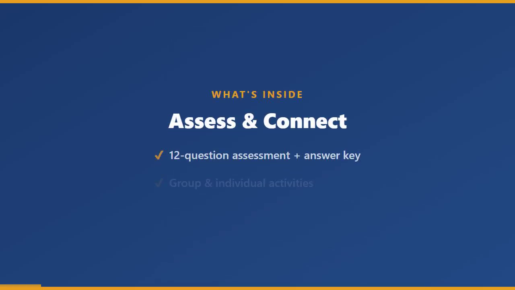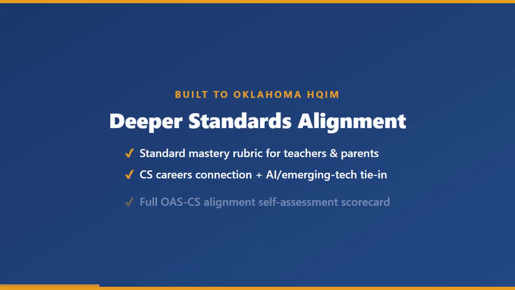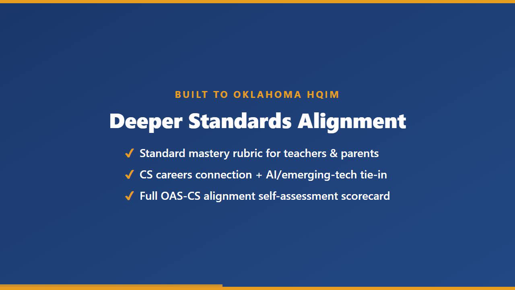This unit includes a standard mastery rubric for teachers and parents, a visual comparison chart of decomposing simple vs complex programs, a CS Careers connection, and an AI connection, all built to the Oklahoma HQIM rubric, plus a 10-question assessment with answer key, group and individual activities, vocabulary puzzles, a family letter, and a certificate of achievement.